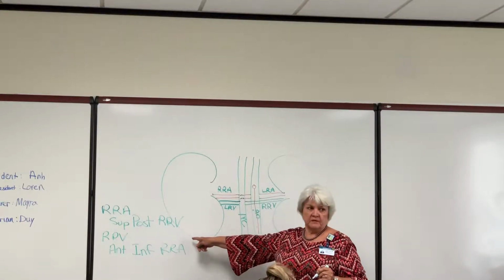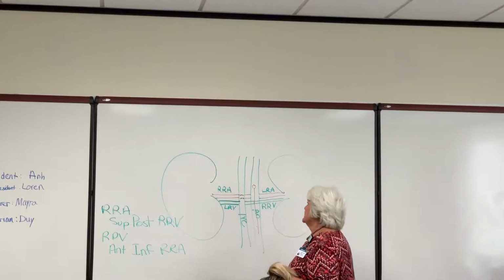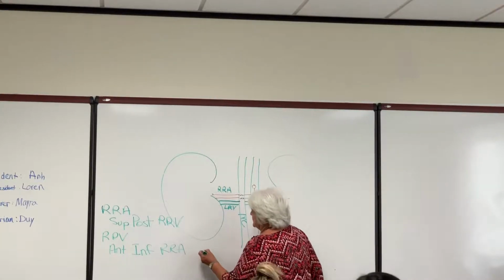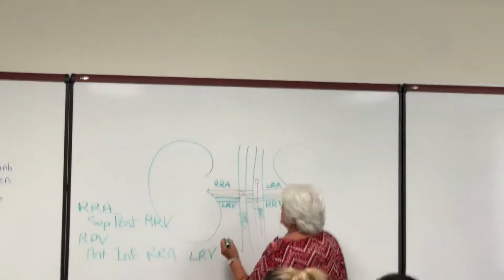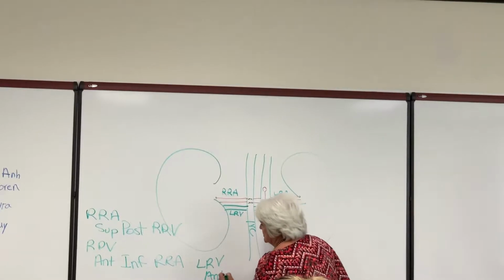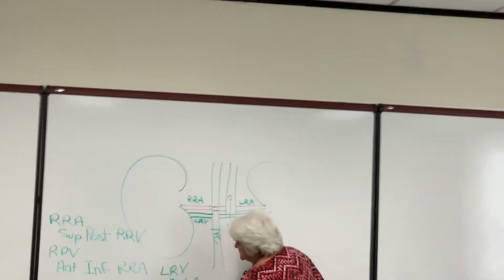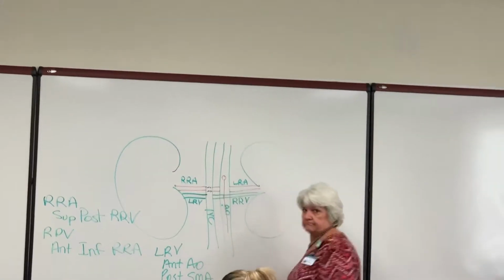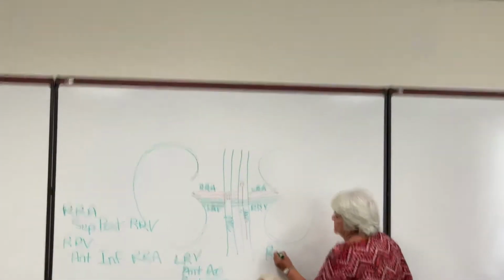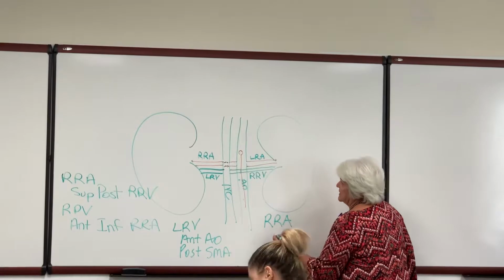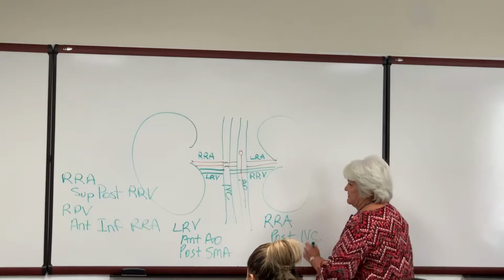Same thing with the left renal. The left renal vein is anterior to aorta, posterior to SMA. The right renal artery is posterior to the IVC.